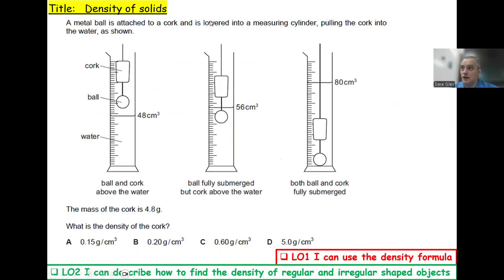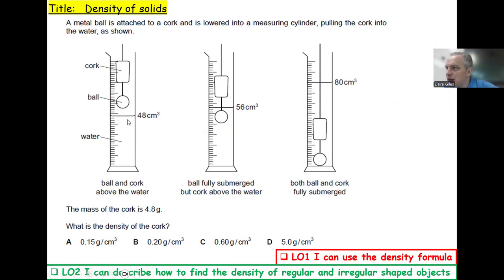Okay, next question. A metal ball is attached to a cork and is lowered into the measuring cylinder, pulling the cork into the water as shown. The mass of the cork is 4.8 grams. What is the density of the cork? So this is what I was talking about earlier, where you've got an object which floats. Now the cork will likely float in water, so you can't just drop it in there.